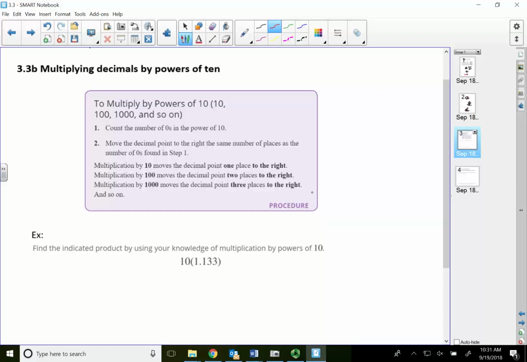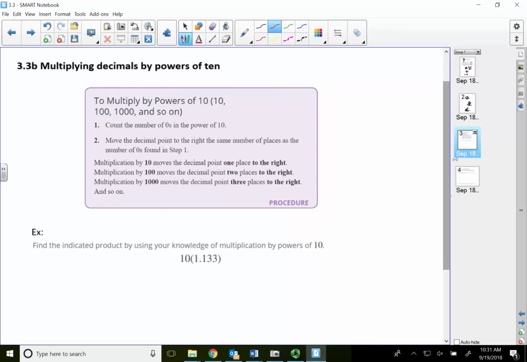Very important concept, especially when it comes to dealing with percentage in Module 4. Times 100 means move to the right two places. Times 10 is one place to the right, times 1,000 is three places to the right.